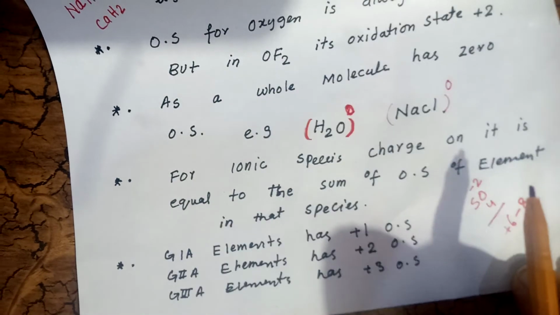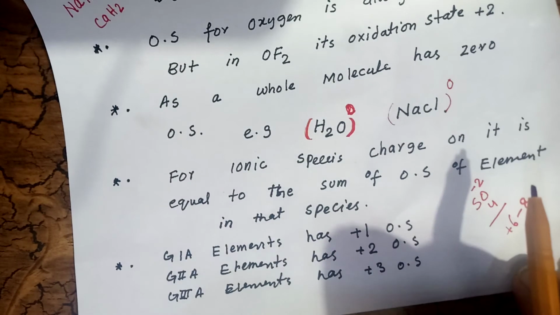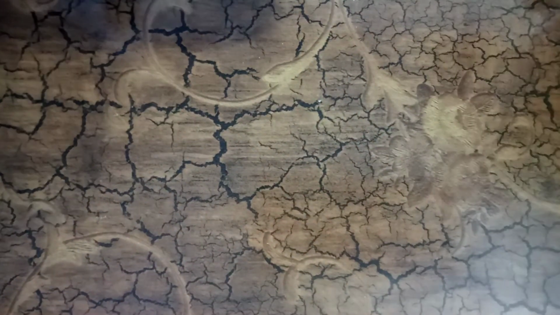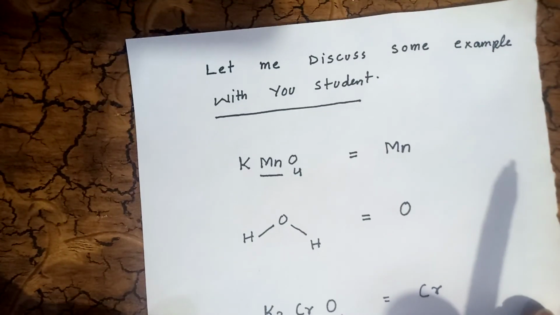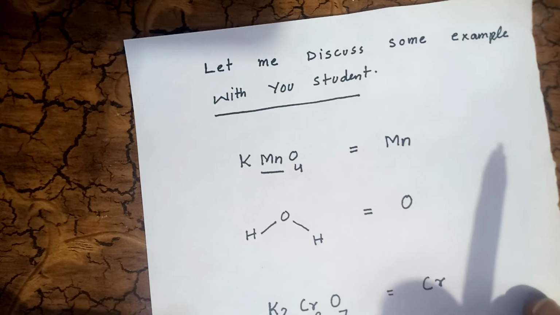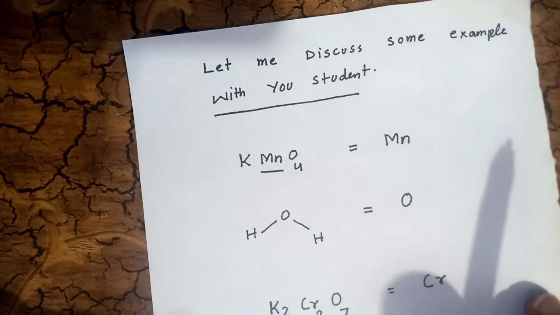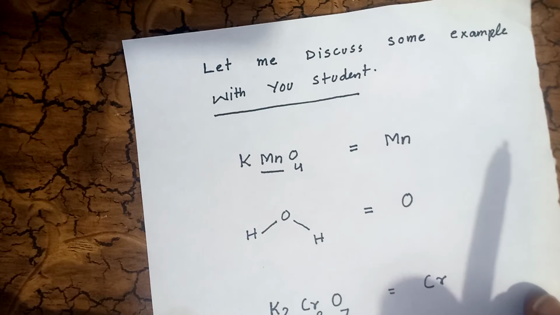Just give me 2 minutes. I am solving a few examples for you, so you will be able to assign the oxidation state to each and every element in a molecule or in a compound. Okay, so I have potassium permanganate, KMnO4.